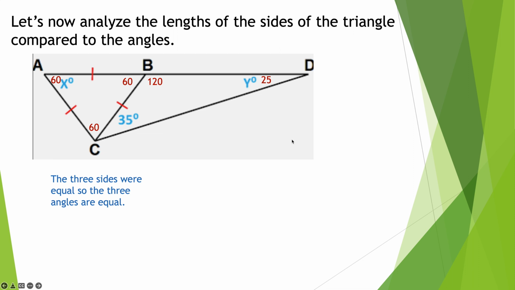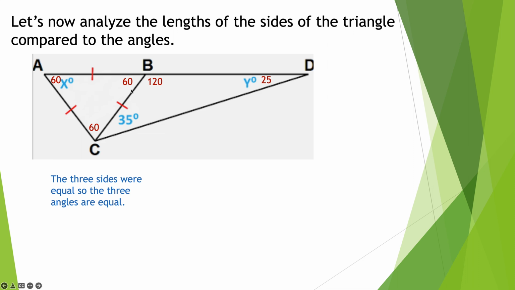Now let's analyze the lengths of the sides of the triangle compared to the angles. Let's look this over a little bit. The 3 sides were equal, so all 3 angles were equal. Notice that in this equilateral triangle on the left, triangle ABC, all 3 sides were equal, all 3 angles were equal. Interesting. If the sides are equal, then the angles are equal.